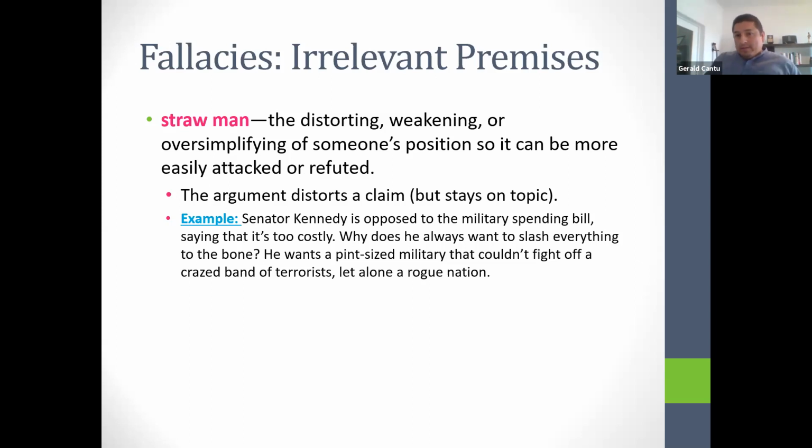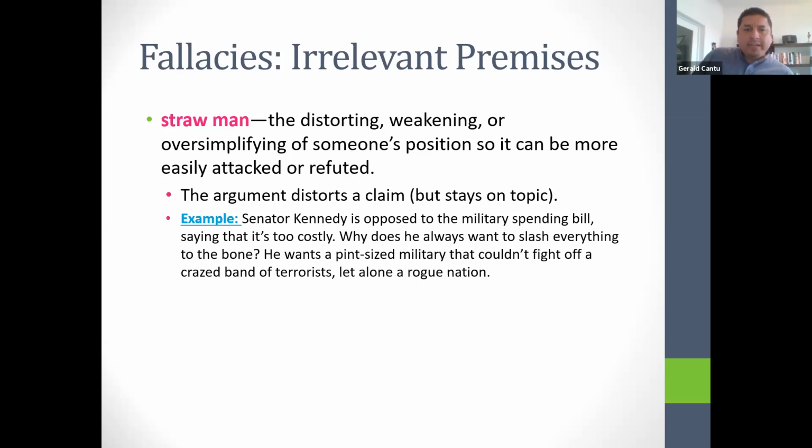there's some other arguer, right, who has some conclusion. And then there's a second person who creates a straw man, a bad argument for the conclusion. And then they topple the straw man. That's the image, right? The straw man is easy to tear down. And when you tear down the straw man, the conclusion, the consideration that it's supporting, is taken to be shown to be false or whatever it is. So it's the distorting, weakening, or oversimplifying of someone's position so it can be more easily attacked or refuted.